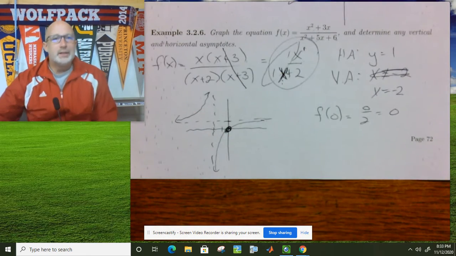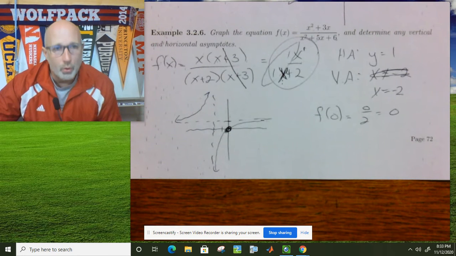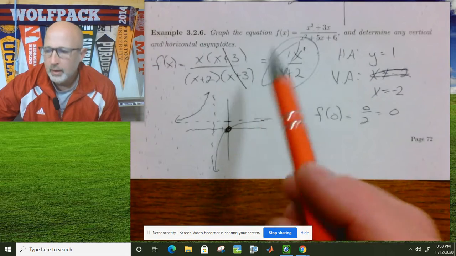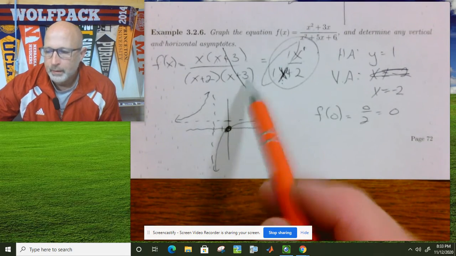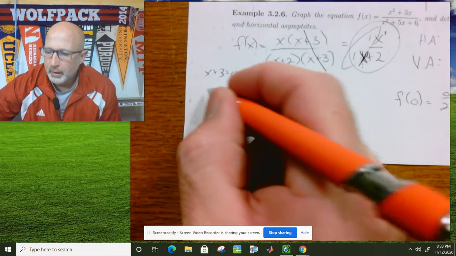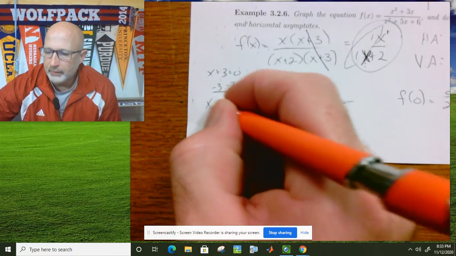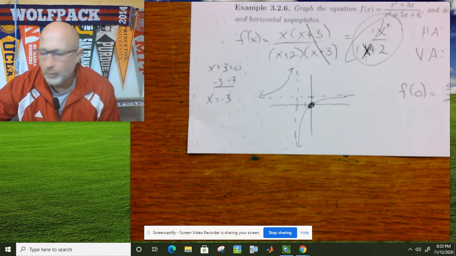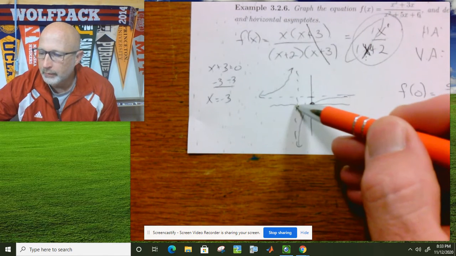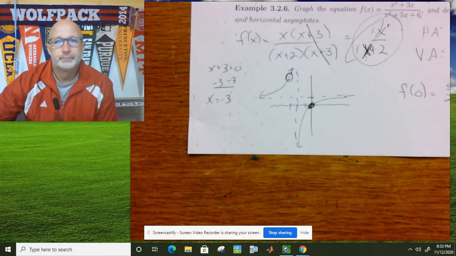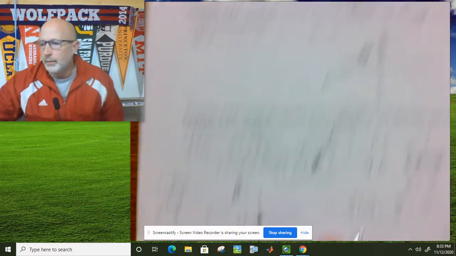Now, I need to account for the fact that it has a hole. Where does it have a hole? It has a hole at the place that I crossed off. So I'll go x plus 3 is equal to 0. Minus 3, minus 3, I have x is equal to negative 3. So at negative 3, it's going to have a hole. So negative 1, negative 2, negative 3. So up here, it has a hole. Okay, and there we are.